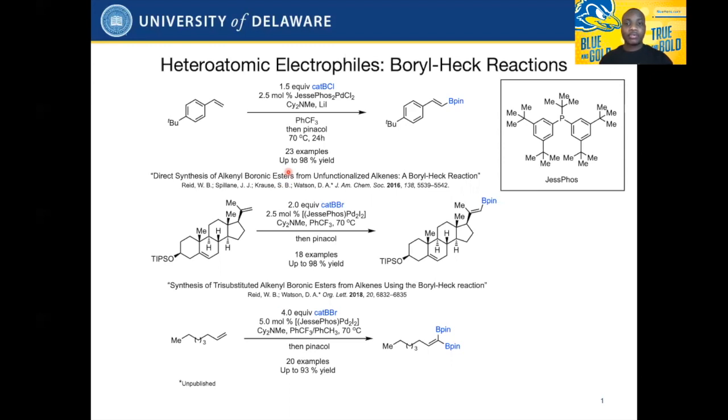In addition to silicon electrophiles, we have also done work with the cross-coupling of boron electrophiles. The first of this series was the work published in 2016 by Dr. Reed, which showed the synthesis of vinyl boronic esters from terminal alkenes. After that, it was followed by a second publication showing the synthesis of trisubstituted alkenyl boronic esters from alkenes using the Boryl-Heck reaction. And more recently, we have been working on the synthesis of 1,1-diborylalkenes through the same Boryl-Heck strategy. I'm going to give you a summary of how we got from the first conditions to the current conditions we have at the moment.